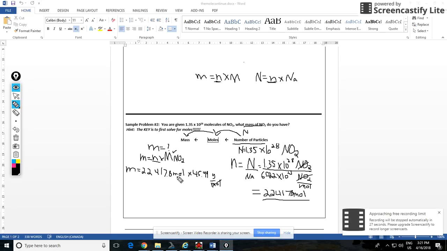Mole over mole cancels out. Then you can plug this into your calculator, 45.99 times 22,417.8 moles. And that's going to give you 0.622 grams.